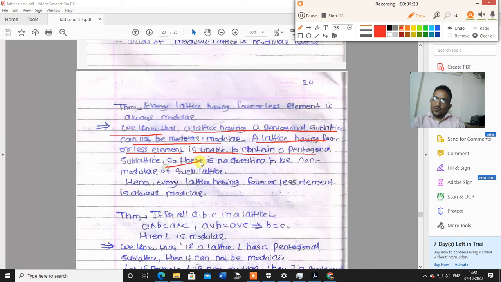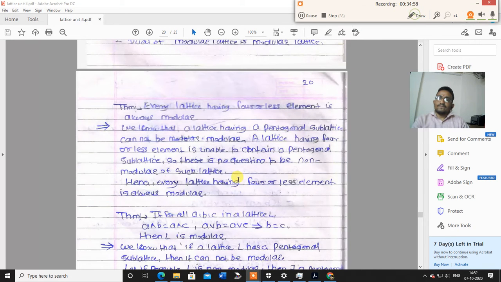So therefore there is no question of such a lattice being non-modular. म्हणून तशा lattice साठी non-modular चा question arise होत नाही. So we can say that every lattice having 4 or less elements is always modular, which is important here.